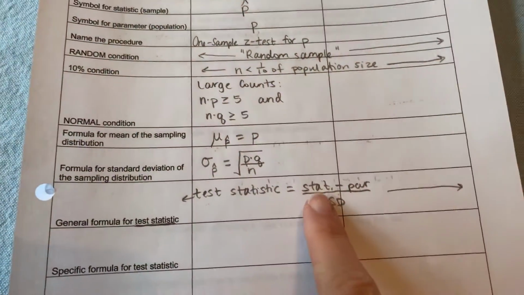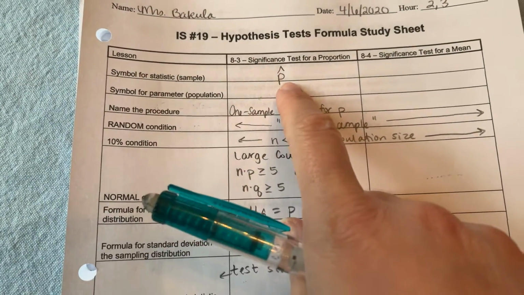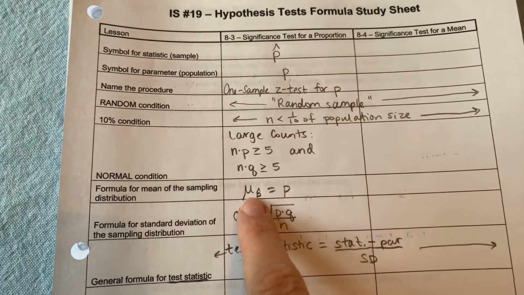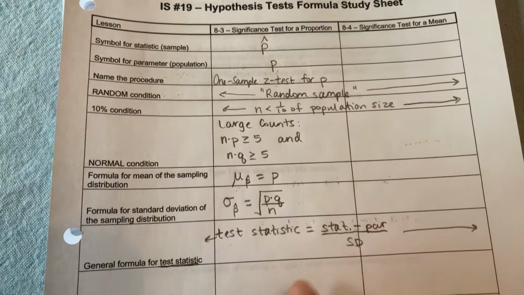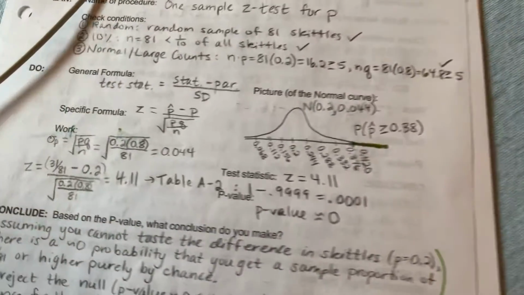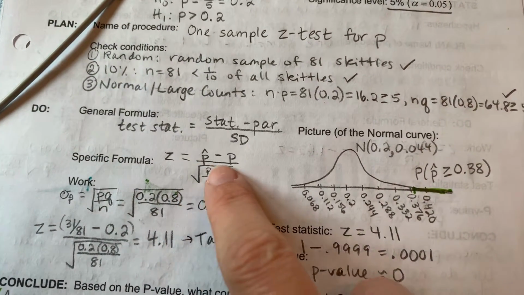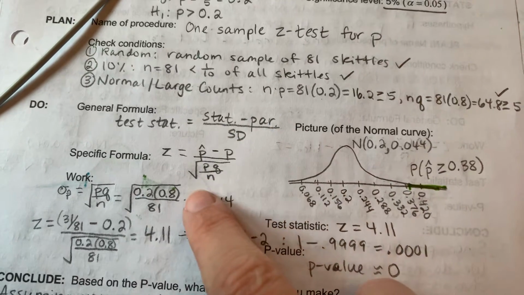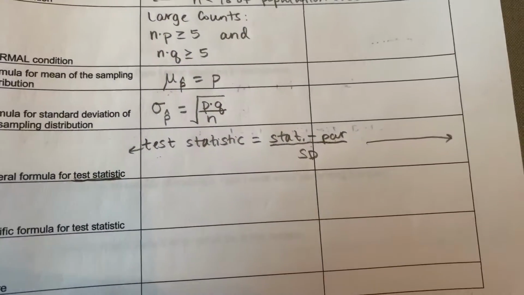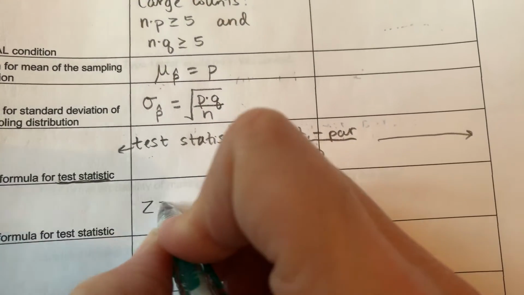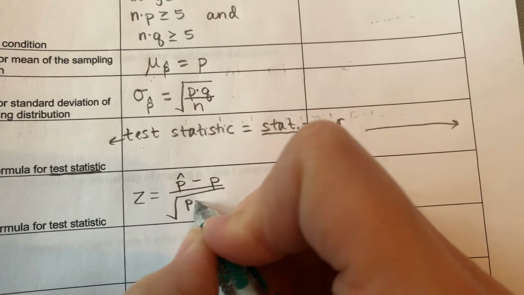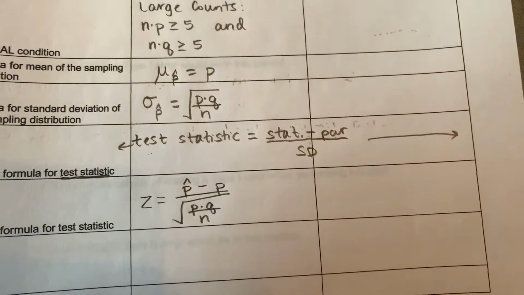So let's fill in. The statistic here is going to be my p hat. The parameter here is going to be P, which correlates to the mean for the sample proportions. And then for my standard deviation, I'm going to fill in the square root. So the specific formula, let's see how that works out. Z is equal to p hat minus P divided by that standard deviation, the square root of P times Q divided by N. There we go.